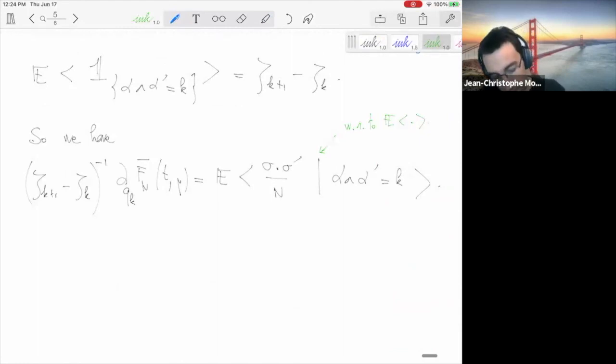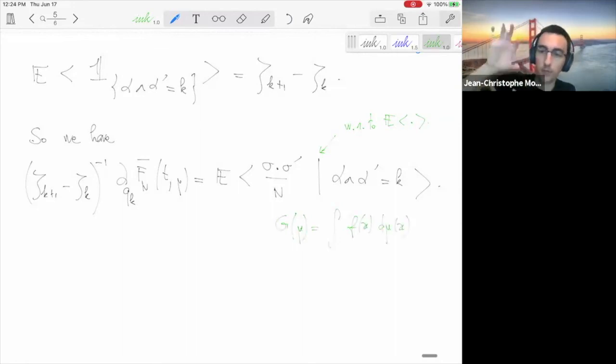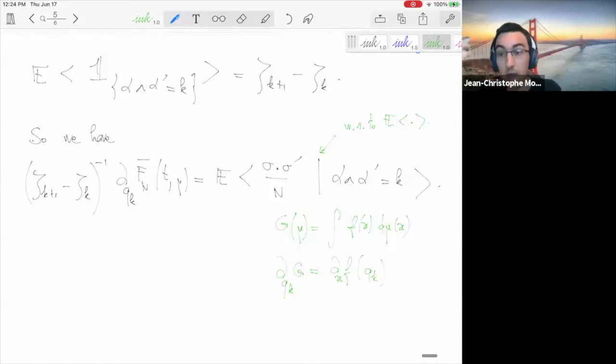But if you imagine, for instance, that you look at, maybe I should not call it f because there are too many things to call f already. If I look at the function of a measure, which is just the integral of f of x d mu of x, and I'm thinking that mu is the sum of Diracs, and I'm moving the Dirac at position qk, then what I will get is the partial of f at the position qk, but multiplied by the weight, zeta k plus 1 minus zeta k.